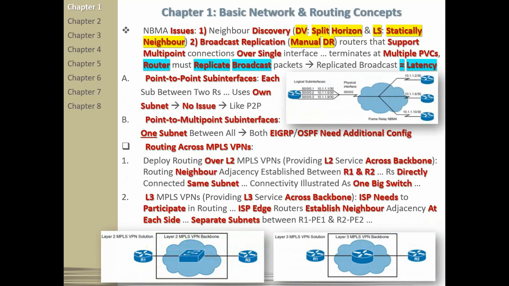To wrap up, non-broadcast multi-access network issues. Two categories, mainly, if we want to categorize them: neighbor discovery and broadcast replication. Neighbor discovery is a problem with distance vector routing protocols like EIGRP, whereby we have split horizon enabled. We need to disable it manually if we are on an NBMA network.